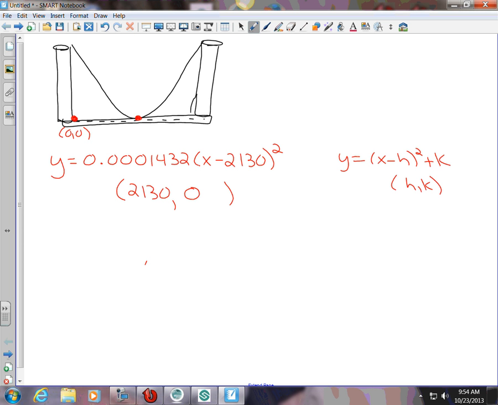Minimum or maximum? Minimum. Okay, so I know that the vertex also gives us some other important information, right? What else does the vertex help us to find? Axis of symmetry. What's my axis of symmetry? Good. So I know that this line here cuts my, in this case, bridge in half. So the question was, how far away from each other are the two poles? 4,260. How did you get it?